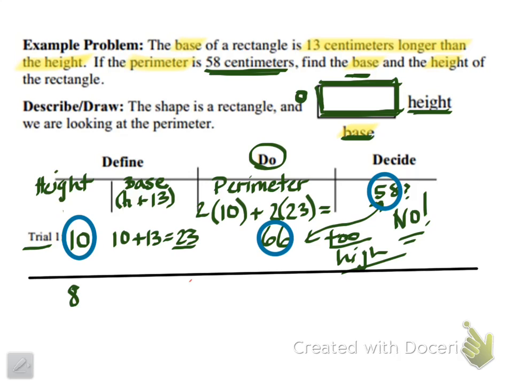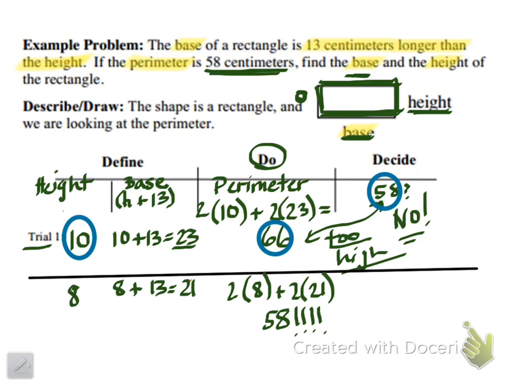Our base is h plus 13. So what's 8 plus 13? That equals 21. Now again, we're doing our perimeter. So we have 2 times our height, which is 8, plus 2 times our base, which is 21. And notice here, we have 16 plus 42. Okay, and that equals 58.